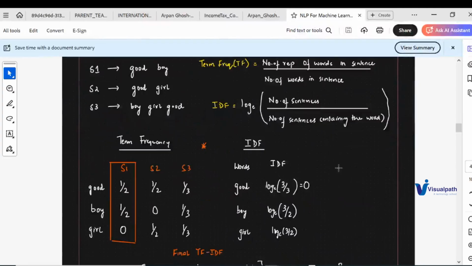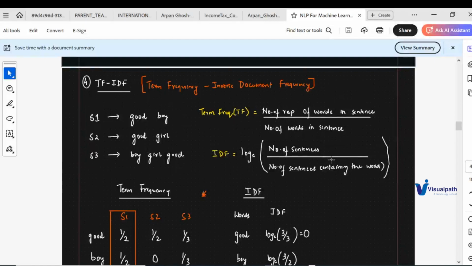The last one for today, the third technique, is TF-IDF, a very popular technique: term frequency times inverse document frequency. What's the formula? The number of repeated words in the sentence divided by the total number of words in the sentence is called term frequency. Quite natural: number of repeated words divided by total number of words.